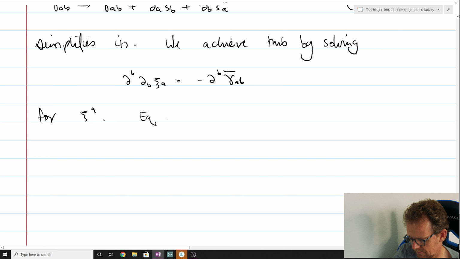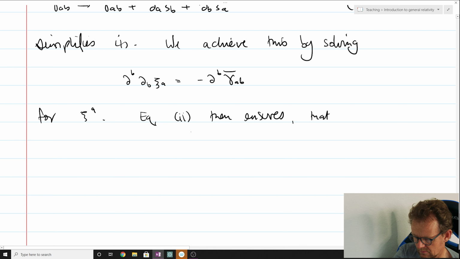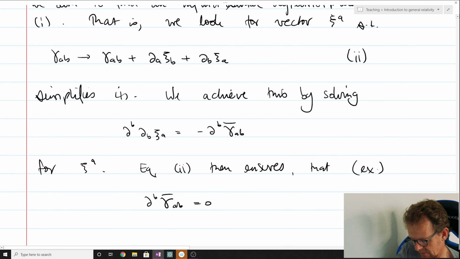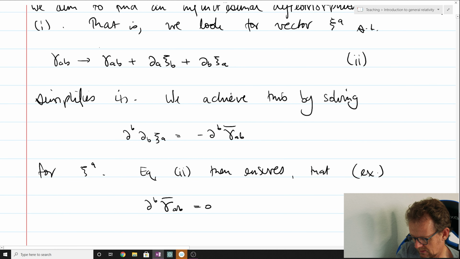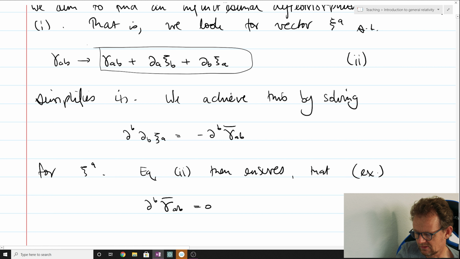So equation 2 then ensures that that combination actually vanishes. Okay, that's a little exercise. Just go through and substitute for γ̄. Substitute this gauge transformed γ_AB into the expression for γ̄_AB, and then convince yourself that that's the case.